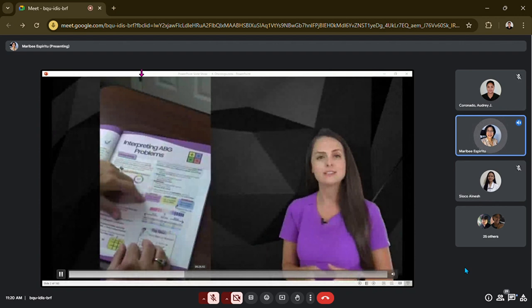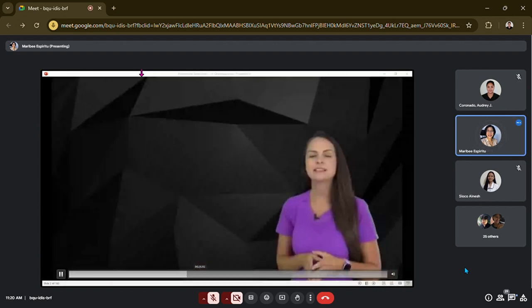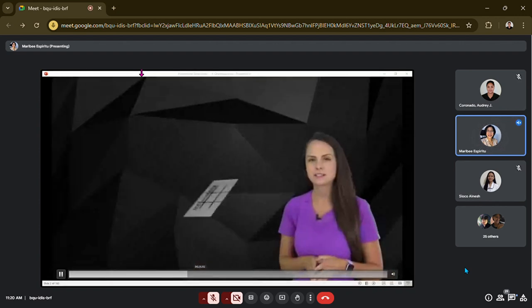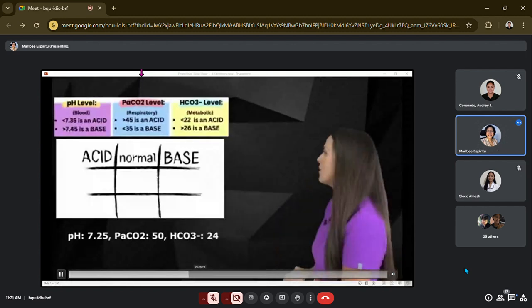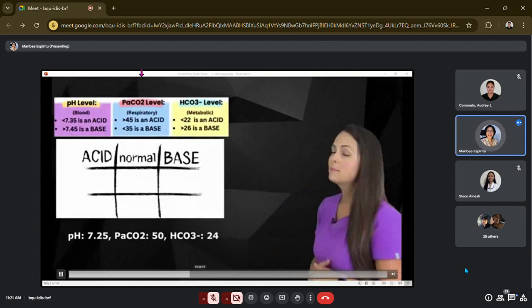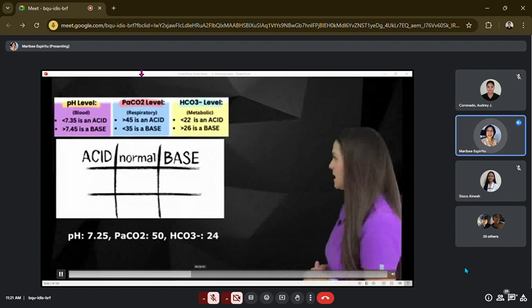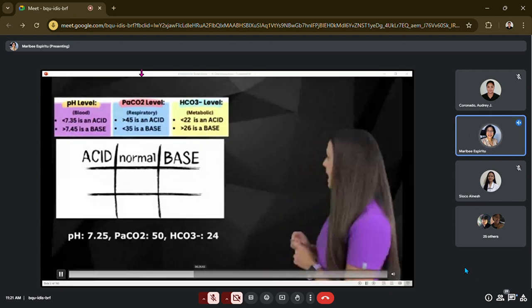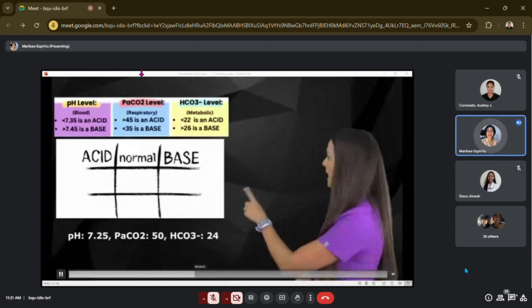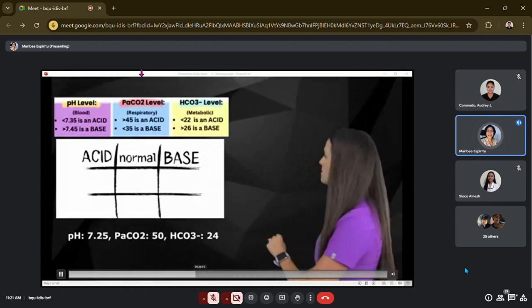So now that we have that out of the way, let's set up our first tic-tac-toe problem. Okay. Patient's ABG results are pH of 7.25, a PaCO2 of 50, and a bicarb HCO3 of 24. So the very first thing you want to do is set up the problem. Go ahead, put out your lines, and then label each column. We have acid all the way over there on the left, we have normal in the middle, and then we have base here on the right.